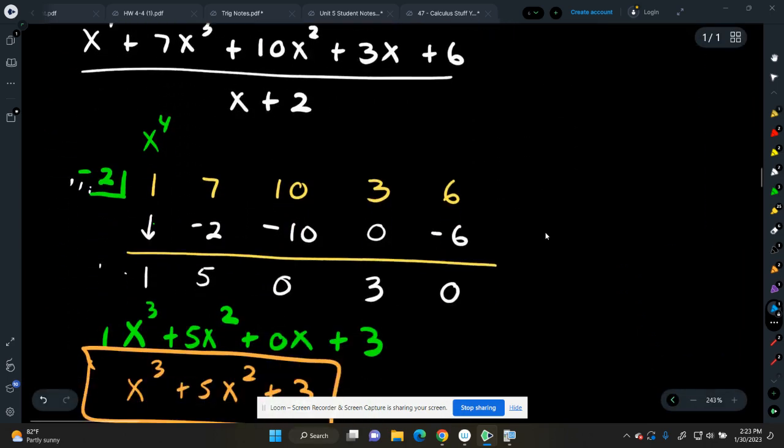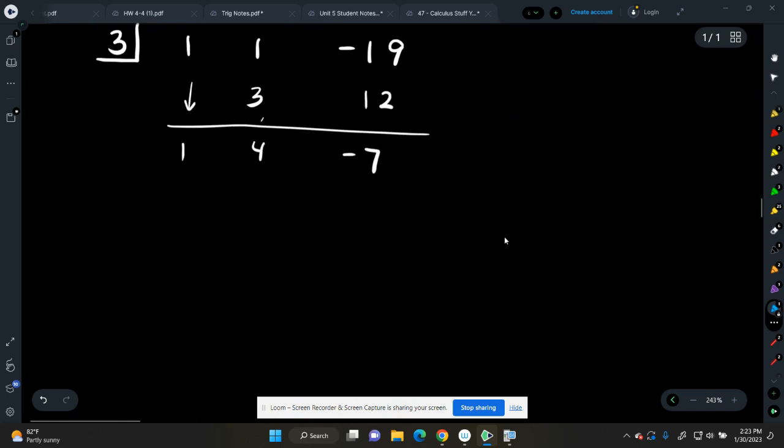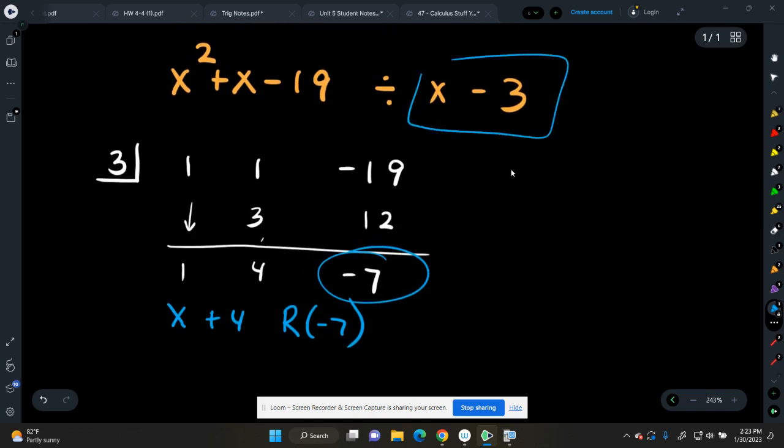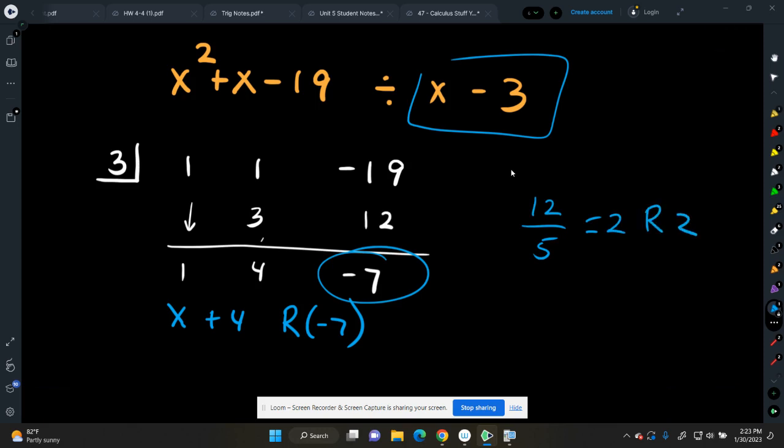For your homework, you're going to write your answer. So this 1, what type of x is that going to be? Just x. So x plus 4, and I just want you to write remainder negative 7 for now. This is your remainder. That tells me that x minus 3 does not go into that evenly. It's like 12 divided by 5, we'd get 2 with a remainder of 2. That means 5 does not go into 12 evenly.